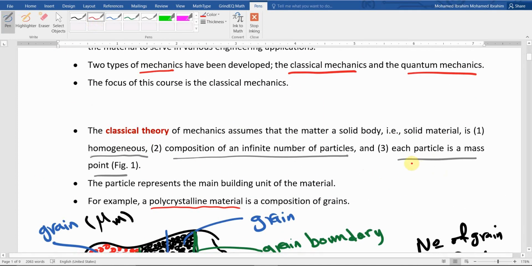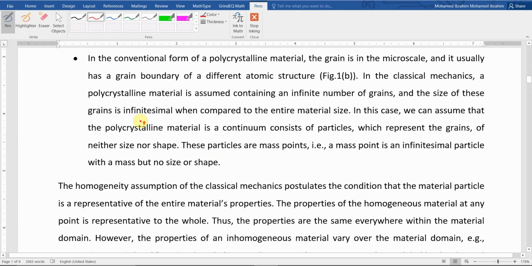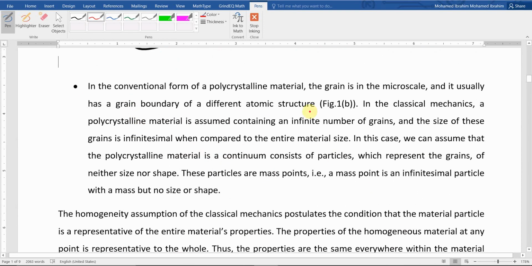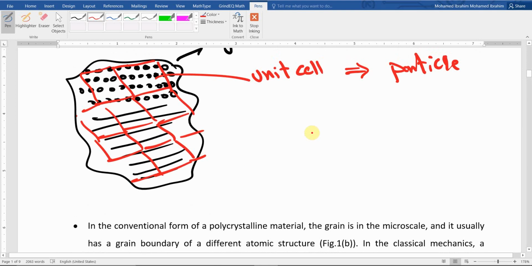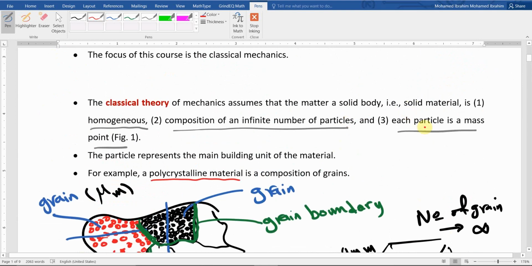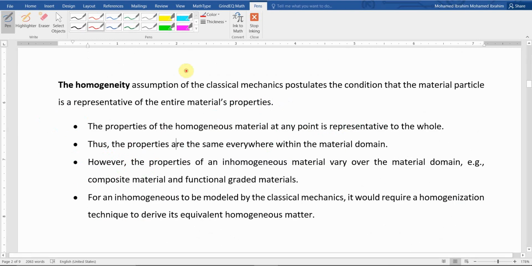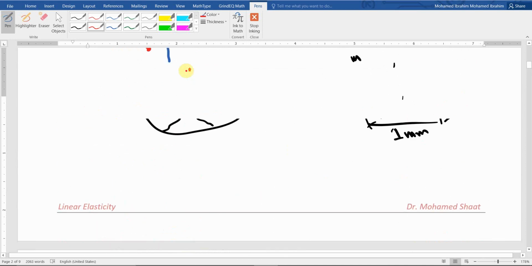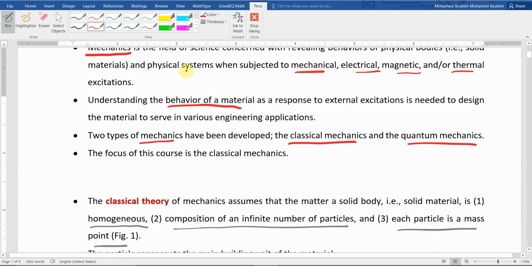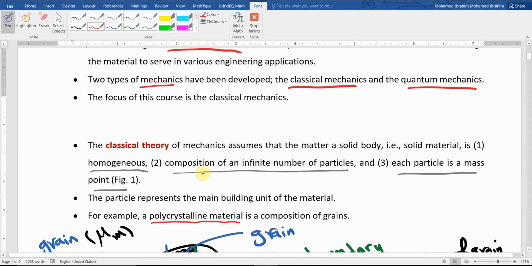So what does it mean? It's just a point, as we discussed. We already discussed all of these parts regarding the polycrystalline material. Now we're going to move to the other two points, which are that the particle is a mass and the material is homogeneous. Let us discuss that the material is homogeneous. As for the second assumption of classical mechanics, which is homogeneity, as we mentioned, we have three main assumptions. The first one is that the material is a composition of an infinite number of particles, and this particle is the main building unit of this material, like the grain of a polycrystalline material.